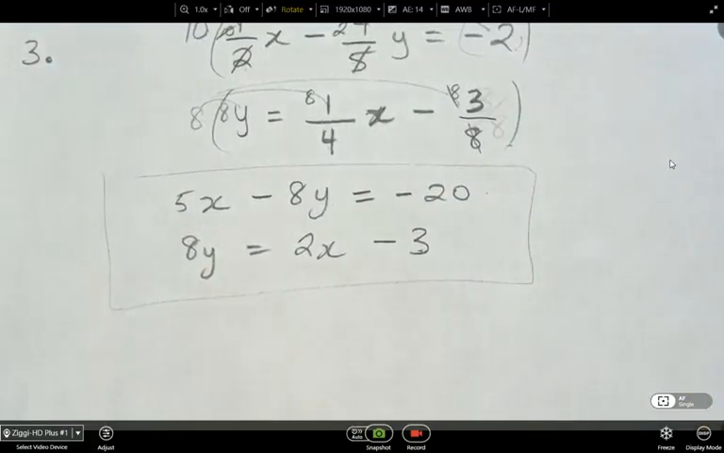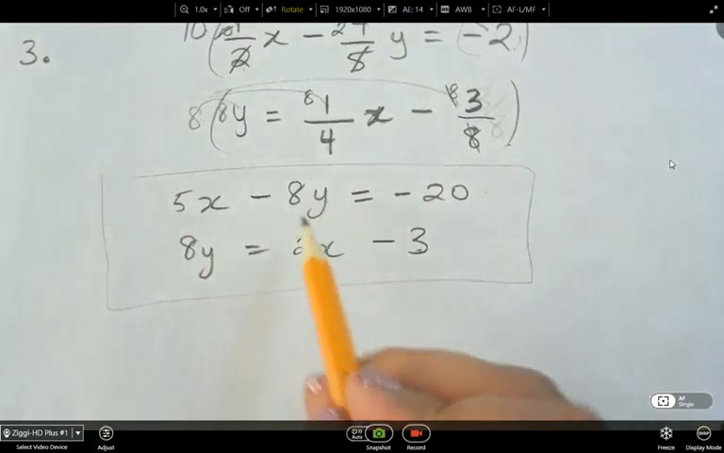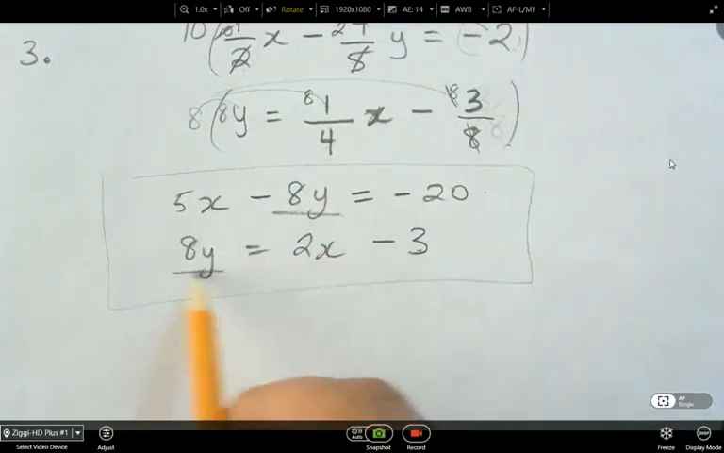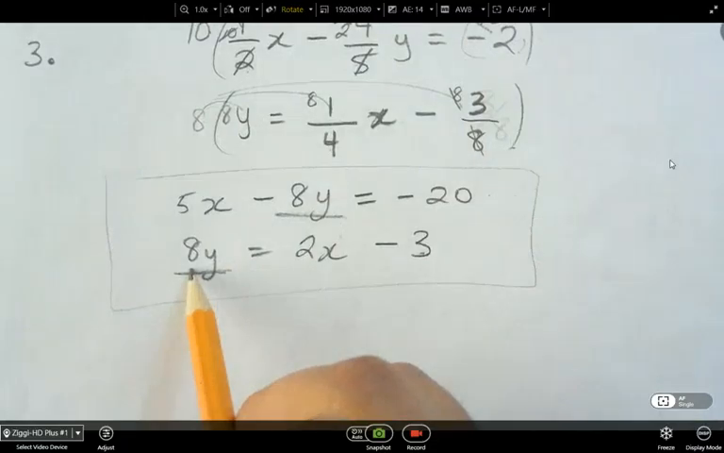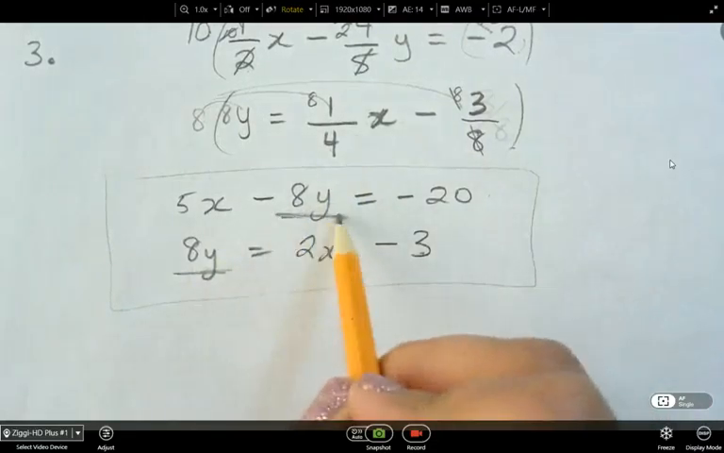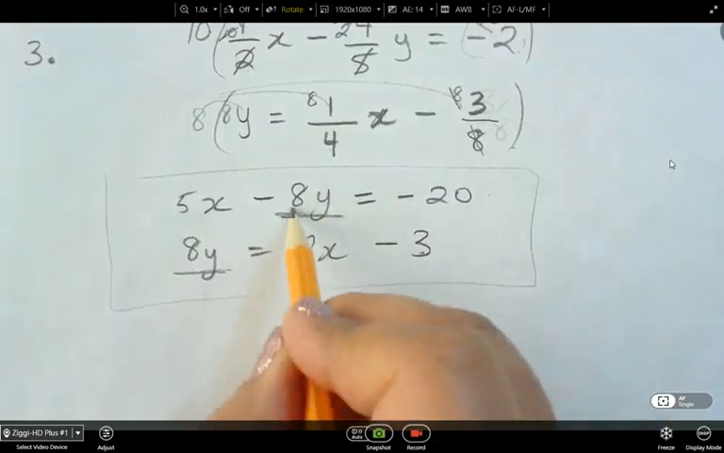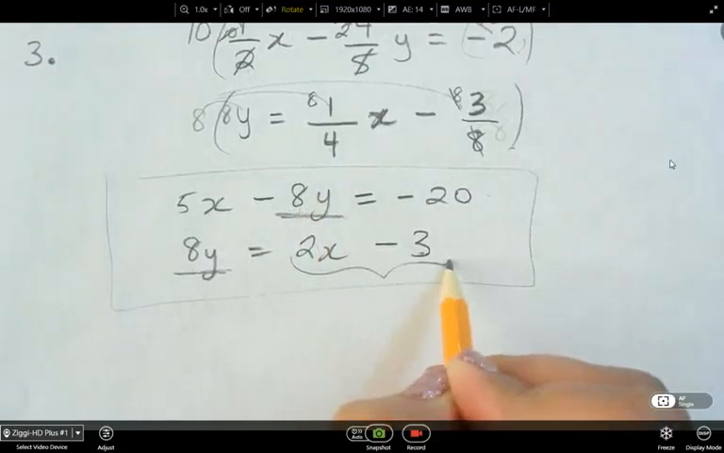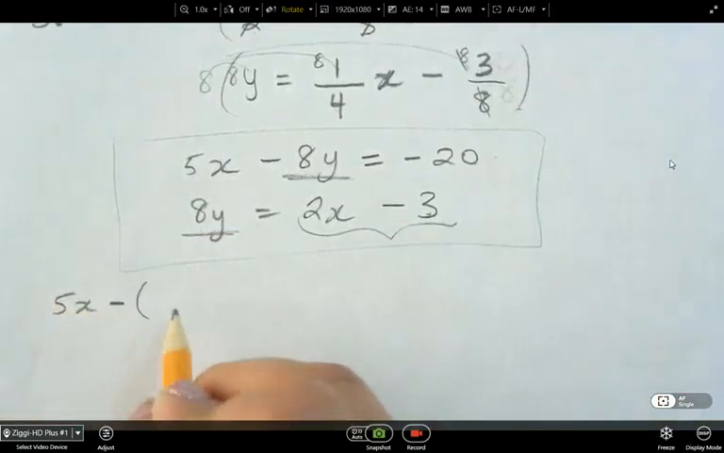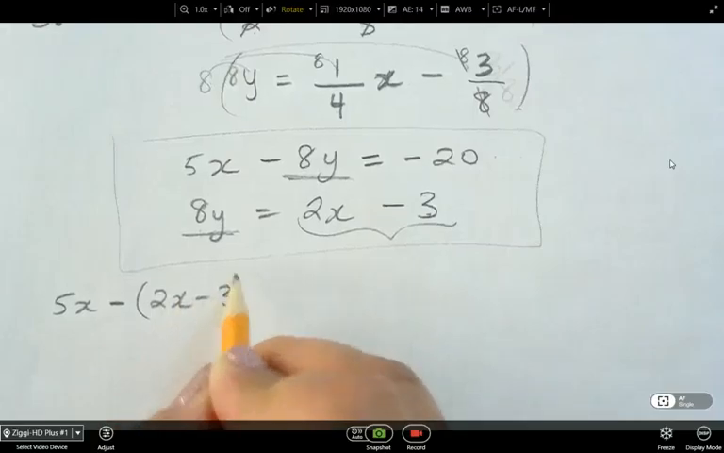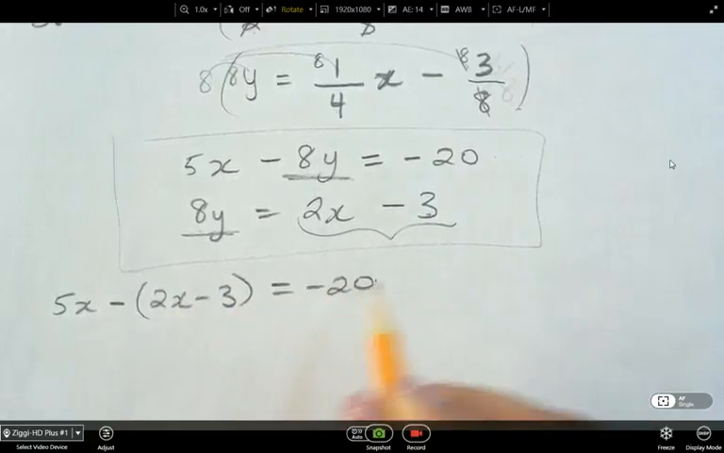I need to use substitution. What can you notice here and here? I've got two equations. Is there something similar that I can substitute in for? So I can take this 8y, and notice I have an 8y right here. So I can replace this 8y by writing 2x minus 3. All right, so 5x minus, and instead of 8y, I'm going to write 2x minus 3 equals negative 20.